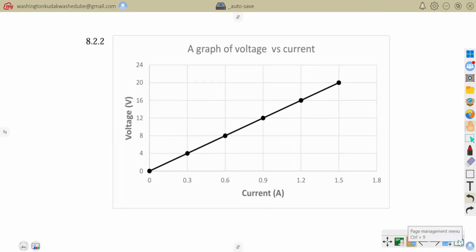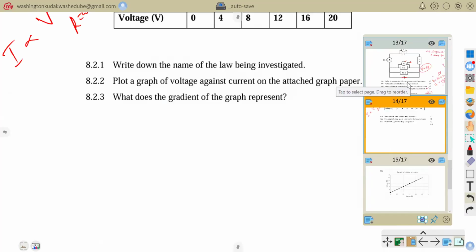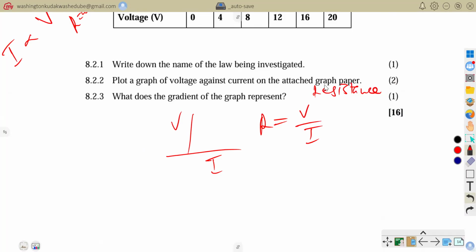Now let's return to our question so that we can see what they wanted after that. After drawing the graph, they now ask, what does the gradient of the graph represent? The gradient of a graph of voltage against current will be voltage over current. This represents resistance. So you would just say resistance. The gradient would be voltage against current, and that represents resistance.